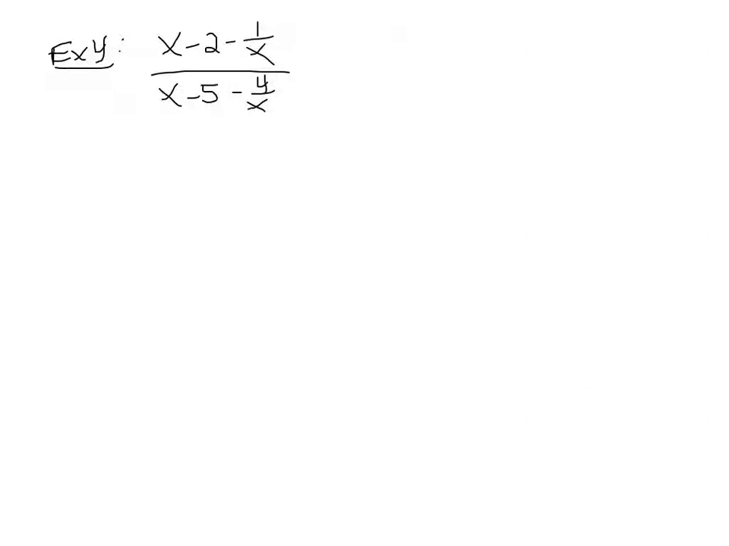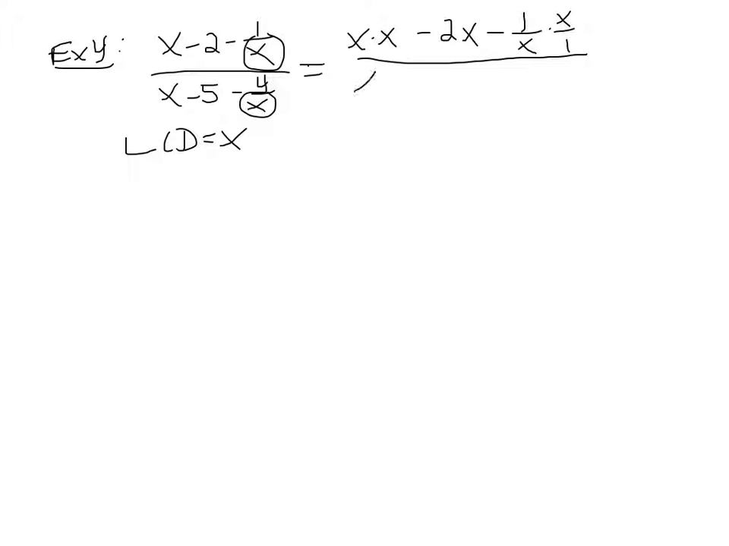And here's our last example. The LCD of this problem, once again, is just plain old x, because all we have for denominators are these two little x's. So x is the LCD. So we have to multiply every term by x. The first term, the second term, and here I'll multiply by x over 1. I'm going to do the same in the denominator. The first term times x, the second term times x, and the third term times x over 1.